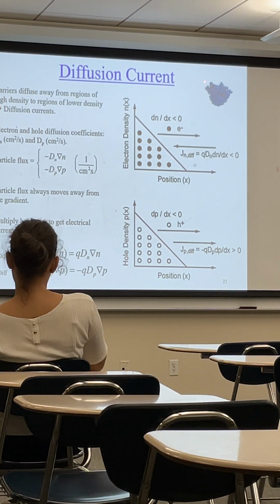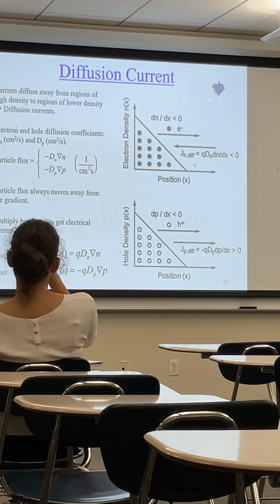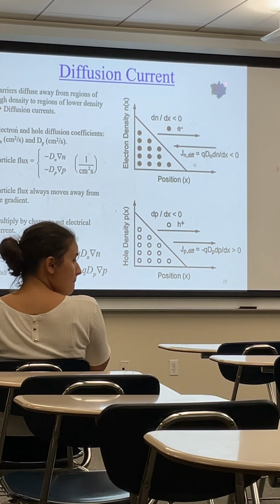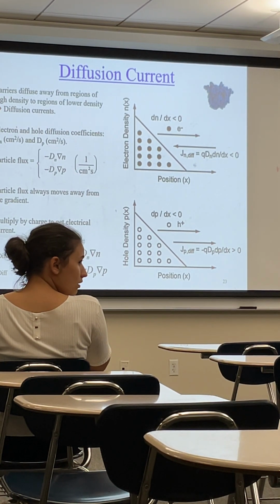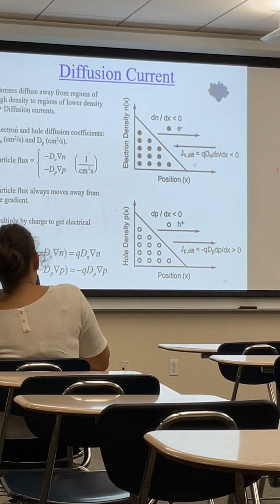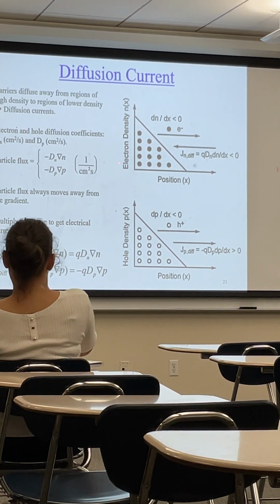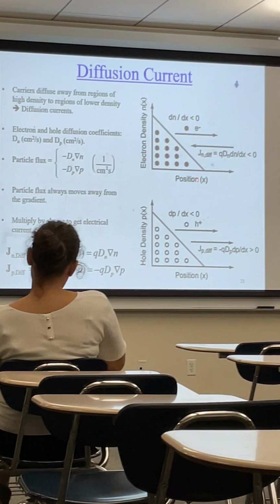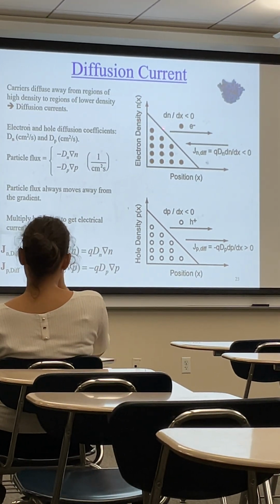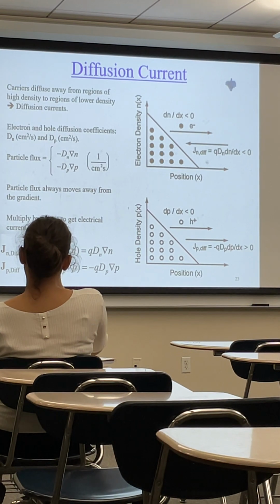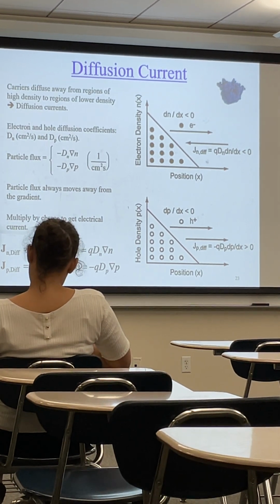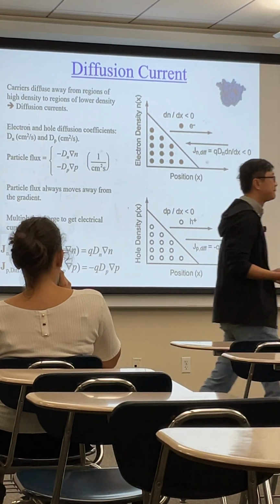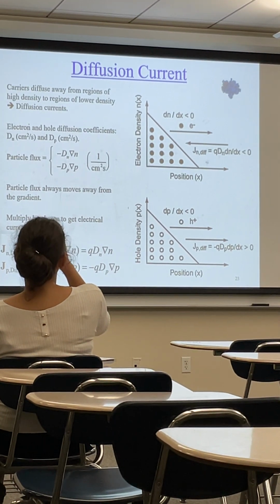This is similar to if you drop some ink in the water, and the ink molecules will diffuse into the water. So here, if we have electrons with higher concentration on the left side and lower on the right side, then electrons will move from the high concentration region to the low concentration region. Which means the electrons will move to the right. So this is the electron moving direction.